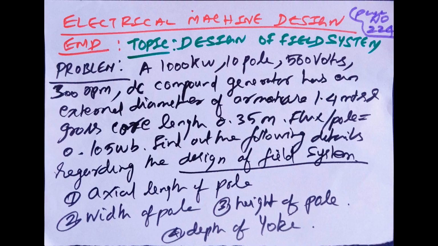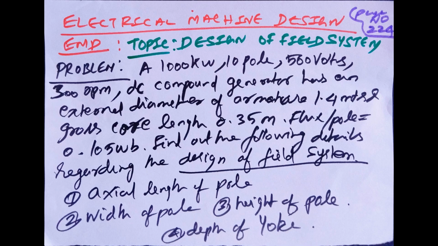Problem 1. Question: A 1000 kilowatt, 500 volt, 300 rpm DC compound generator has an external diameter of armature 1.4 meters and gross core length 0.35 meter. Flux per pole is equal to 0.105 Weber. Find out the following details regarding the design of field system.